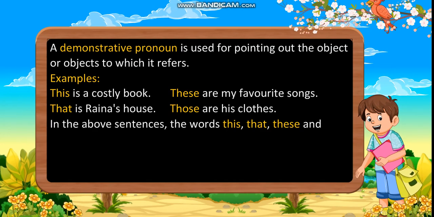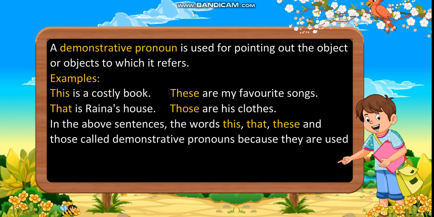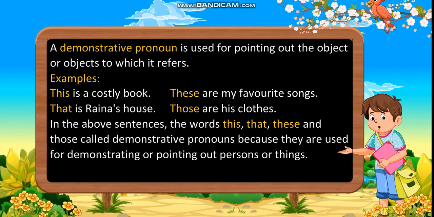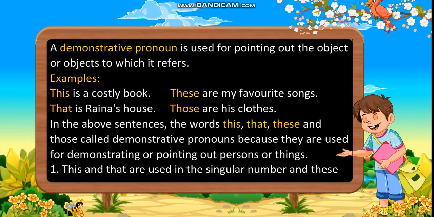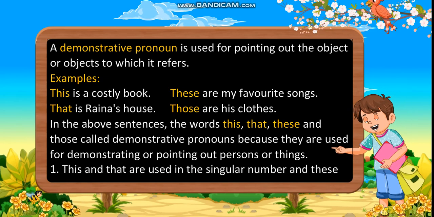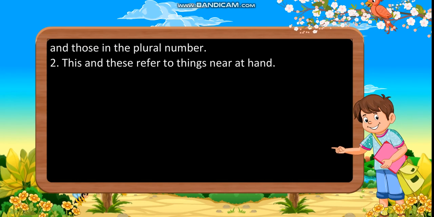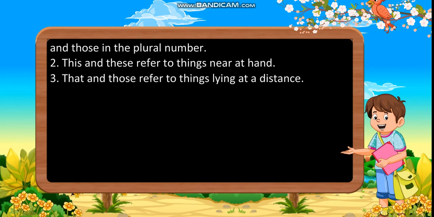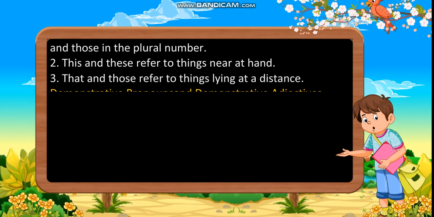In the above sentences, the words this, that, these, and those are called demonstrative pronouns because they are used for demonstrating or pointing out persons or things. First, this and that are used in the singular number and these and those in the plural number. Second, this and these refer to things near at hand. Third, that and those refer to things lying at a distance.